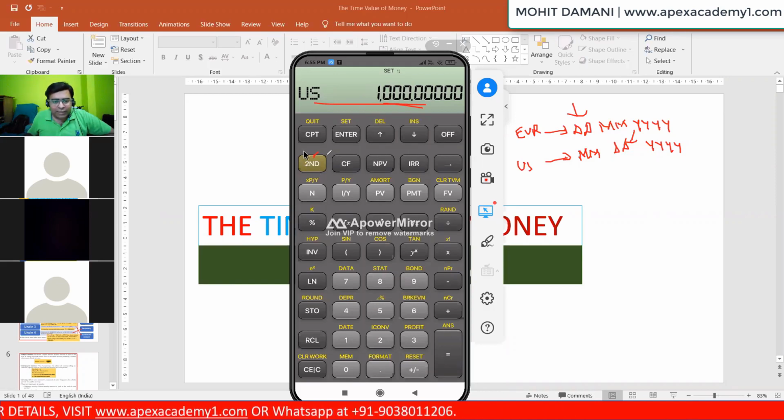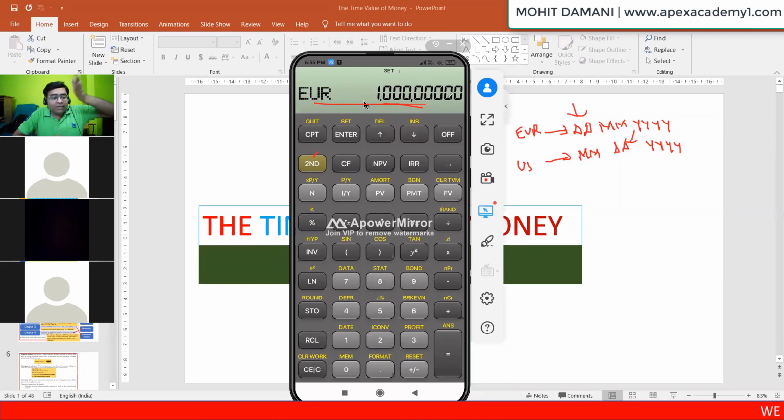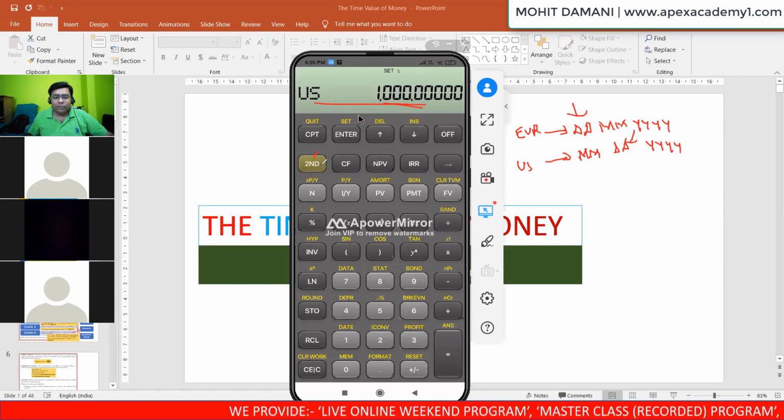One second, second and then set. If I move to European format, then it is 1.0000. So the 1000 is in US mode and one decimal place is in EUR mode. Here I would suggest to stay in the US mode only, don't change it, because otherwise it will make the calculations confusing. So choose to be in this mode only.